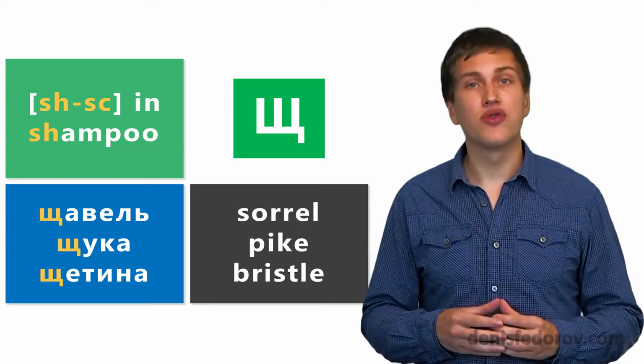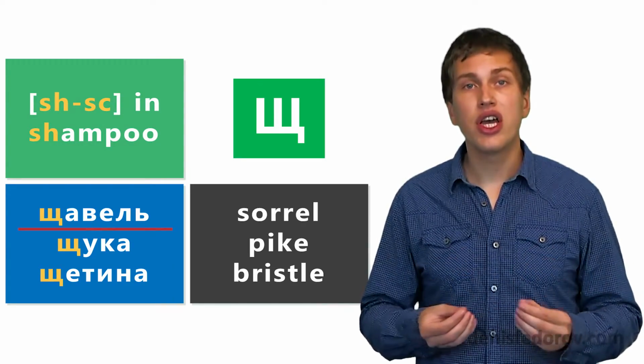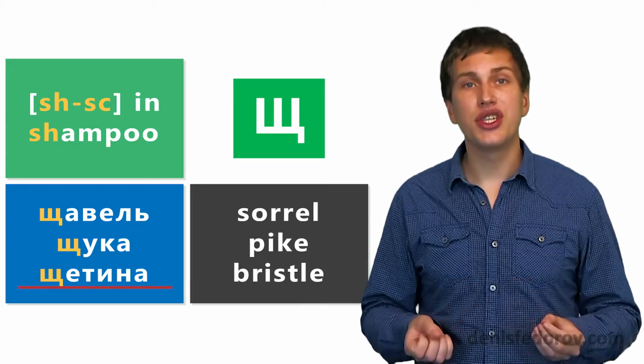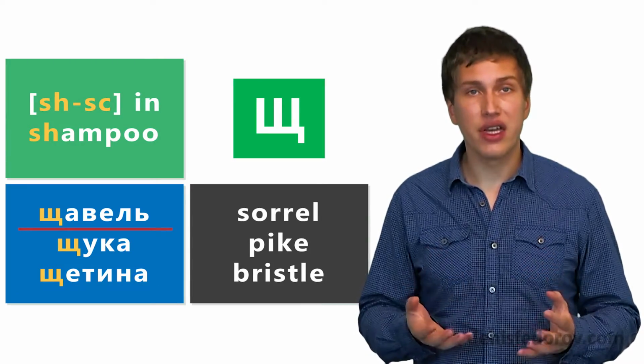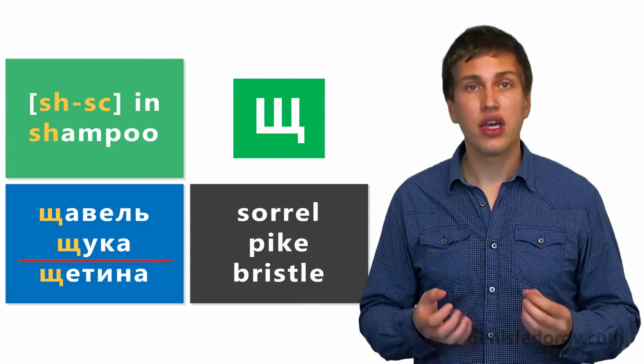The Russian examples for Щ are щавель, щука, щетина. So the letters Ш and Щ. We will learn to pronounce them in pair because that is how it is done. The problem with these letters is that Russian learners cannot even hear the difference between them. So I don't even dare to think that these people can pronounce Щ properly.